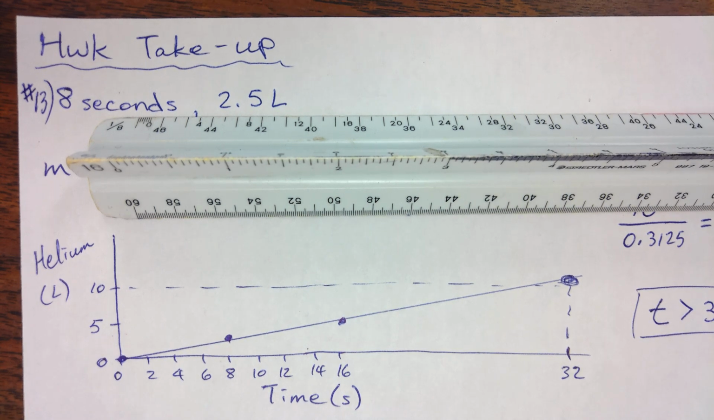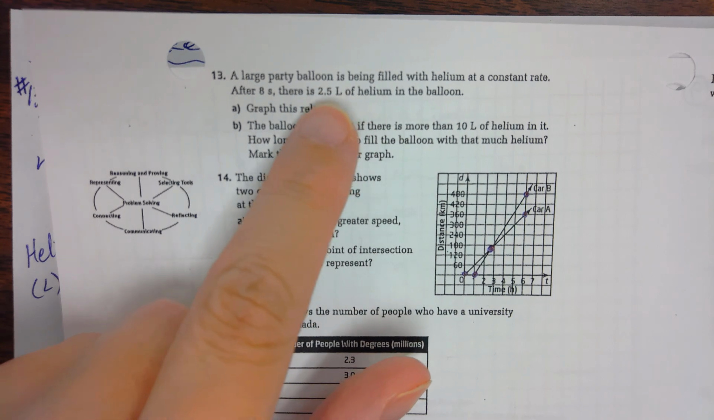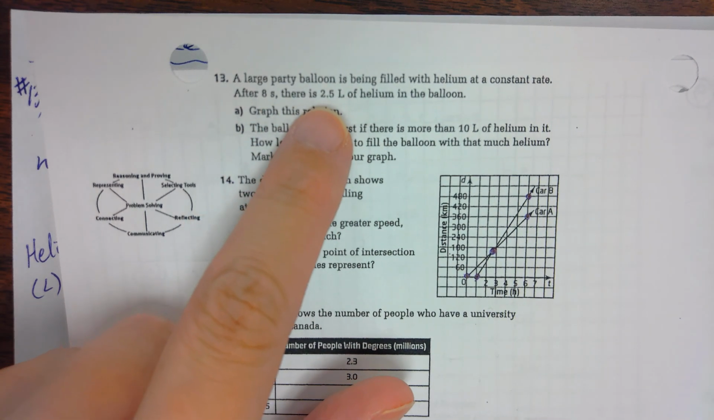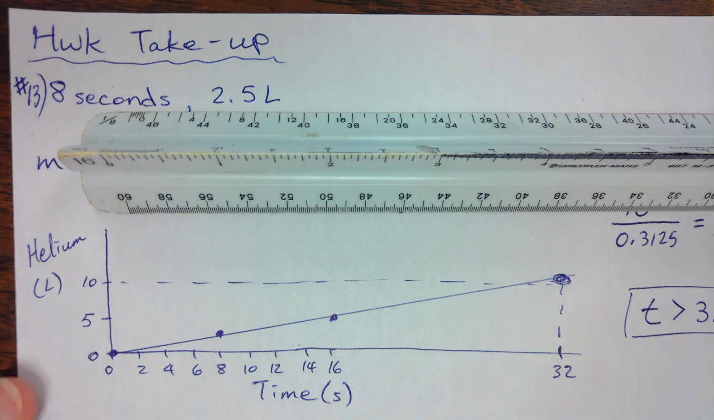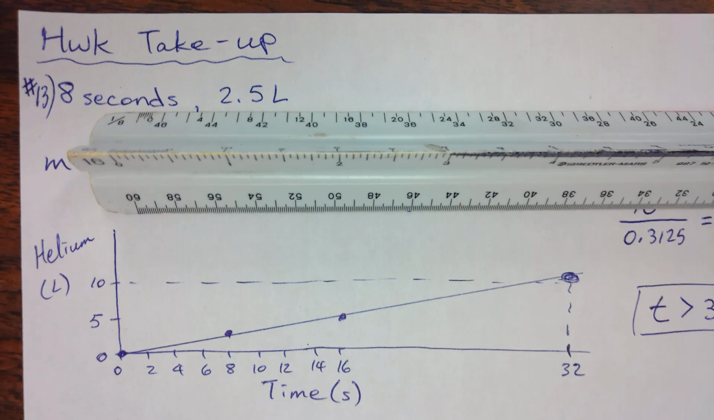Okay, so let's check up two homework questions. Number 13. If you read the question, it says, right here, a large balloon is being filled with helium at a constant rate. After 8 seconds, there is 2.5 liters of helium in the balloon. All right, so 8 seconds, 2.5 liters.